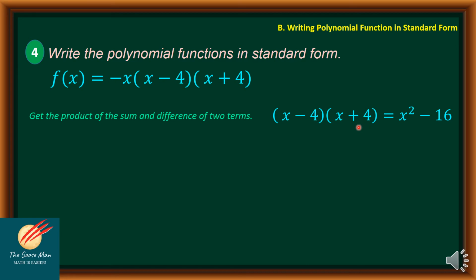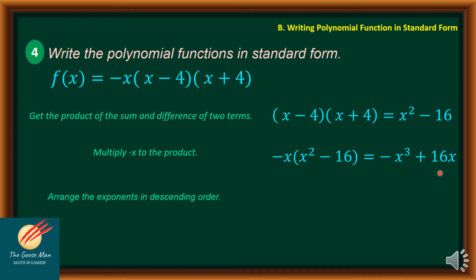negative 4x plus positive x times 4 is equal to 0. Then we have minus 16. So it will result to x squared minus 16. Next, multiply negative x to the given product. I mean, negative x times x squared minus 16. So this will result to negative x cubed plus 16x. Therefore, we will arrange the exponents in descending order in order to write in standard form. So finally, we have f of x is equal to negative x cubed plus 16x.